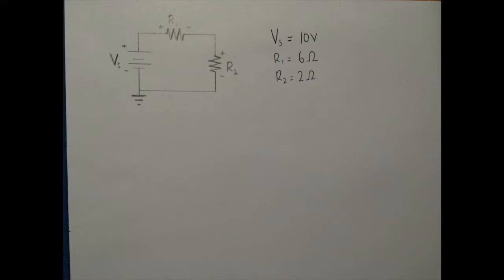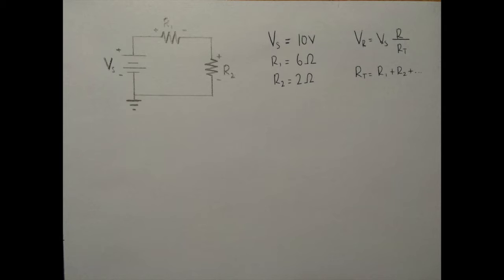So as we move across to an example, we need to look at what we've got. We want to calculate the voltage drop across both resistors. We're given the source voltage and the values of both resistors. We'll put the voltage divider rule in the top corner for reference.